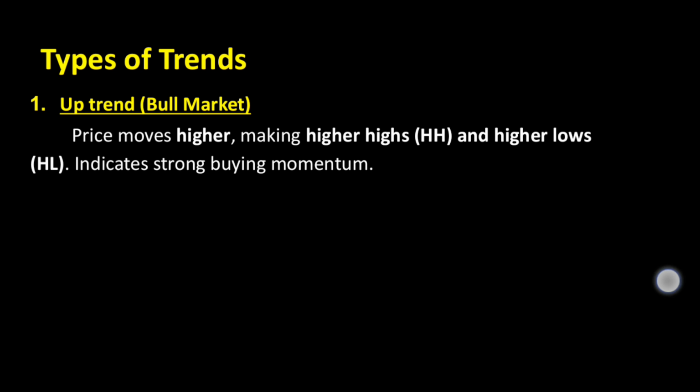So let's look at the types of trends. First, we have the uptrend, also known as the bullish market. Price moves higher, making higher highs and higher lows. This indicates a strong buying momentum.